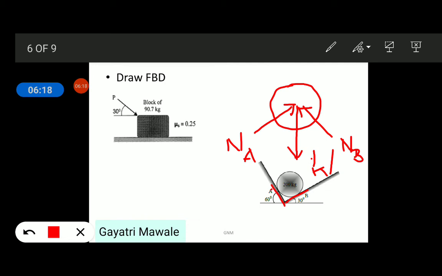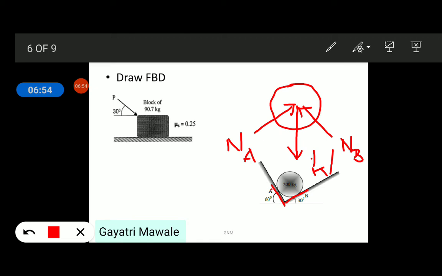Now this sphere is resting against smooth surfaces because coefficient of friction is not mentioned in the problem. So we need not show friction force. No other external force is given to act on the sphere. Further, this sphere is not attached with any spring or string. So spring force or string force will also not be there in the FBD. Diagram drawn here is called as FBD of the sphere.